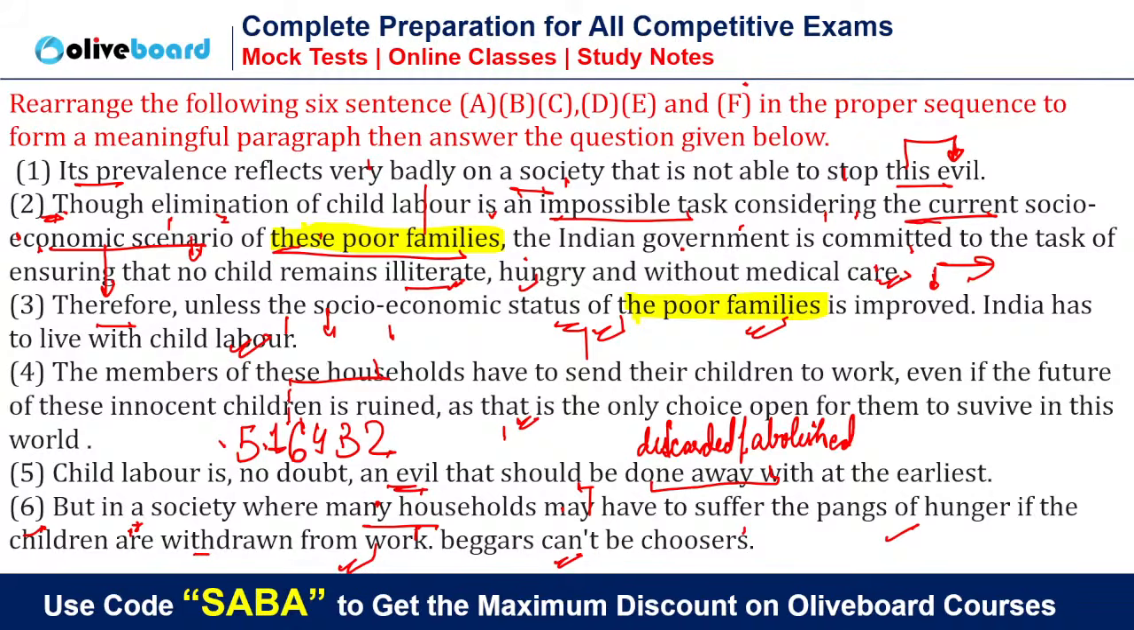And I gave you very simple logic, guys. These poor families, current socio-economic status, here also socio-economic status. So yes, those who said 3-2, that is correct. Hardly 2 minutes, not more than that. You got 5 out of 6 or 4 out of 6?